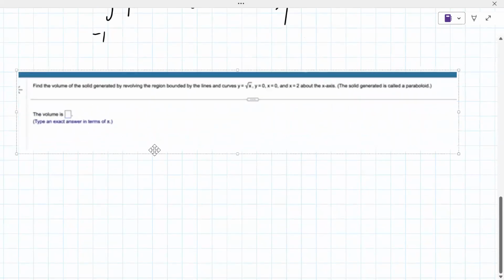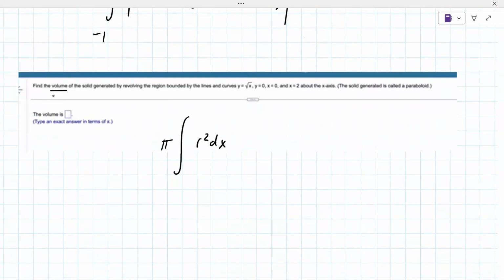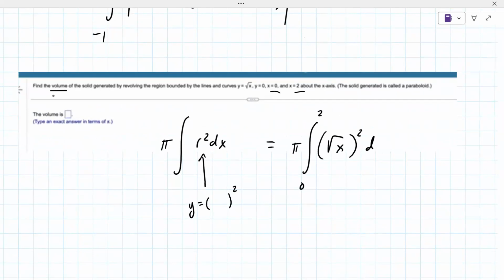Okay, these revolutions, the key word you're looking for here is volume. So volume is different now. It's this formula, pi r squared dx. And you're given almost everything here. It's 0 to 2. Those are the x bounds again. And then pi, and then your radius function is usually the y equals whatever that is, squared. So in your case, it's the square root of x, squared, dx.